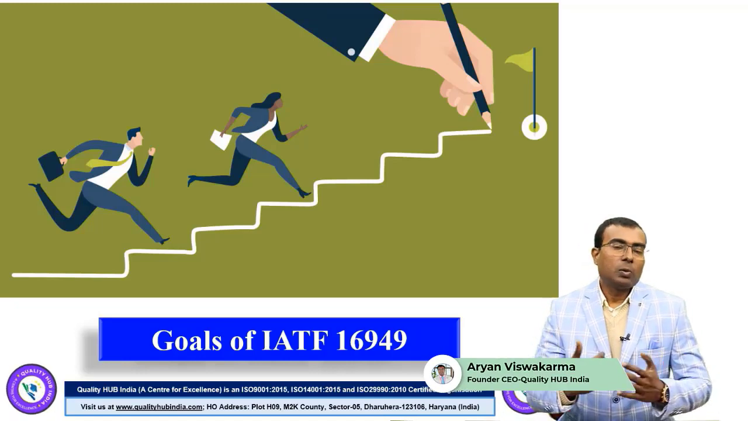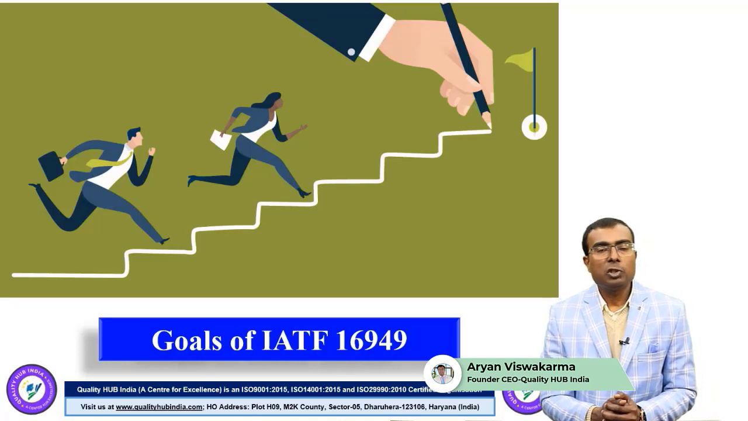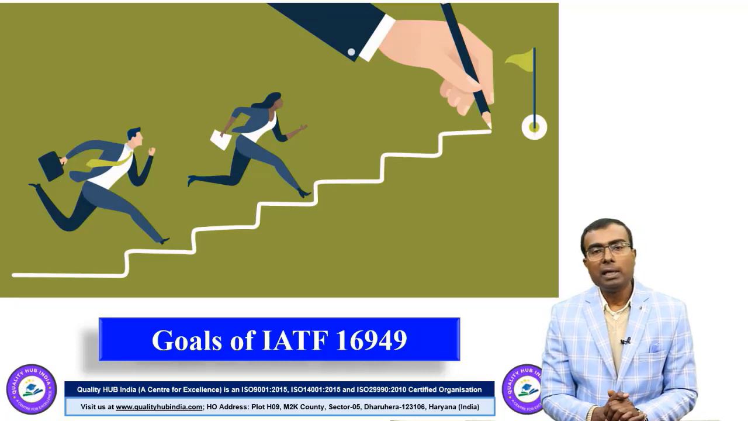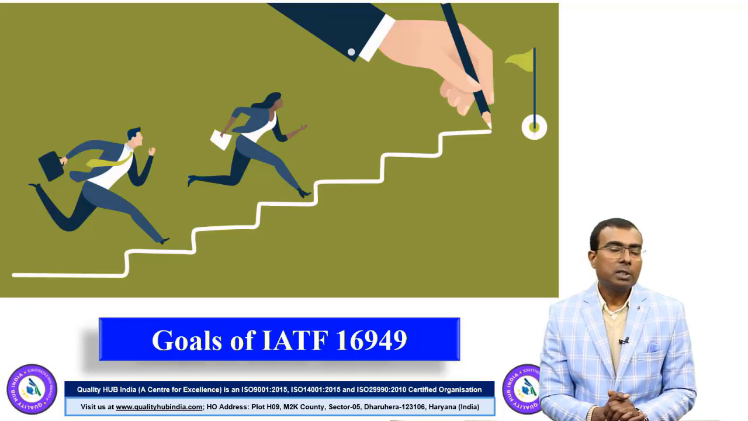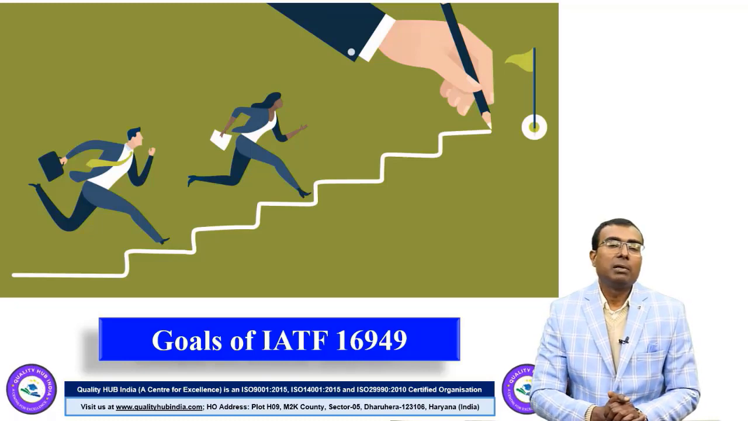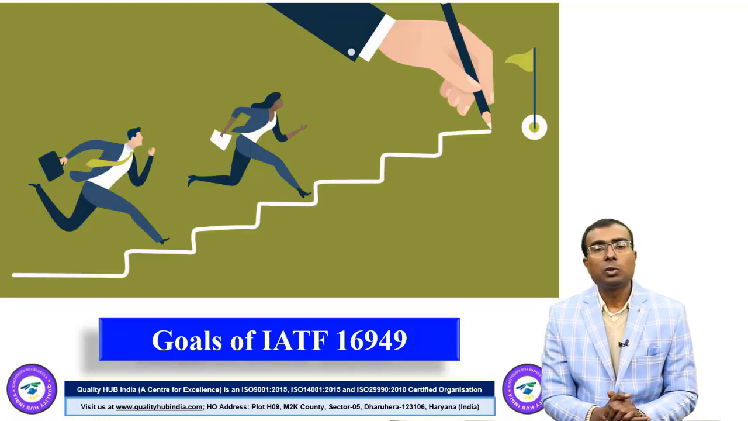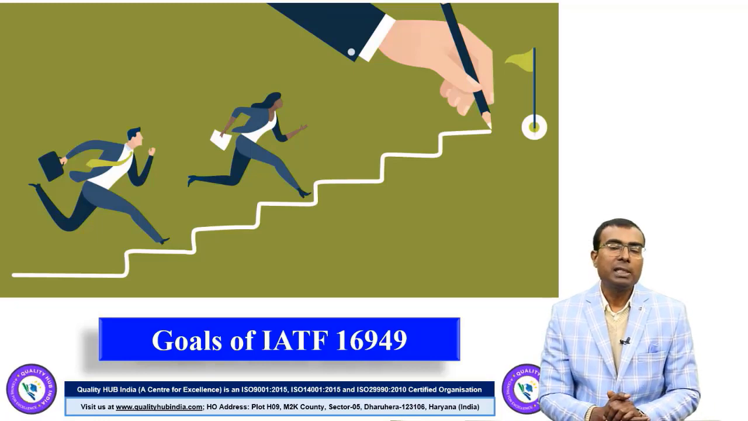Friends, before going to the goals of IATF 16949, first of all let's understand the evolution of IATF 16949. As far as the automotive quality standard goes, the first standard was QS 9000, which was primarily developed by General Motors, Ford and Chrysler. These are called the three big giants of US auto industries. So they basically developed this standard, that is QS 9000, for their suppliers.